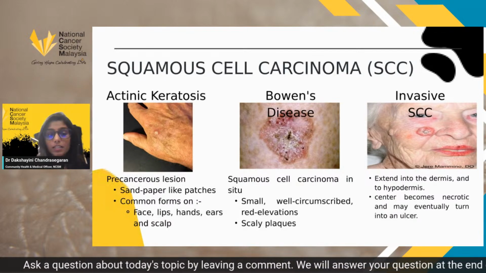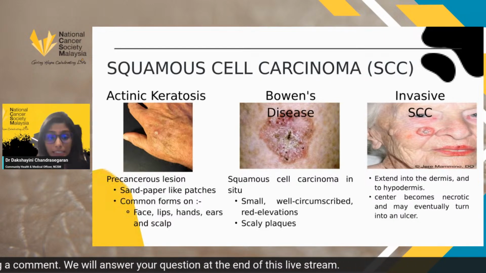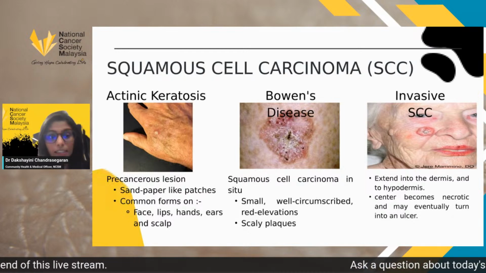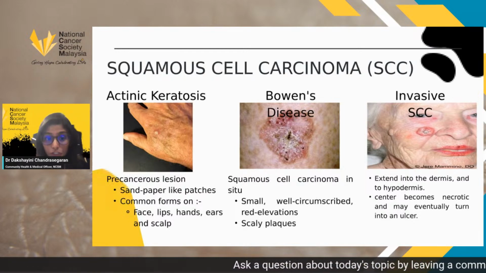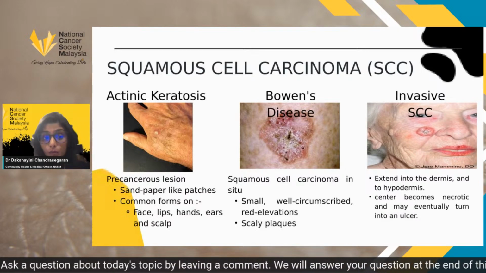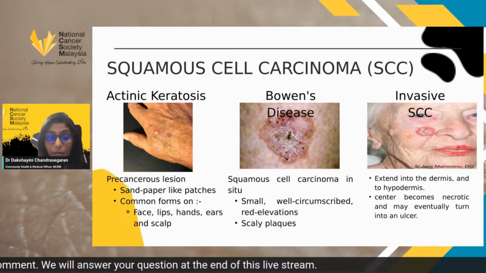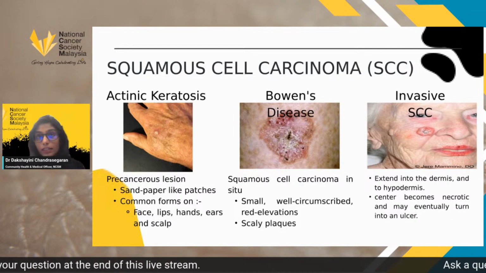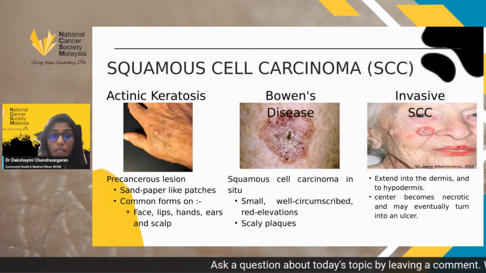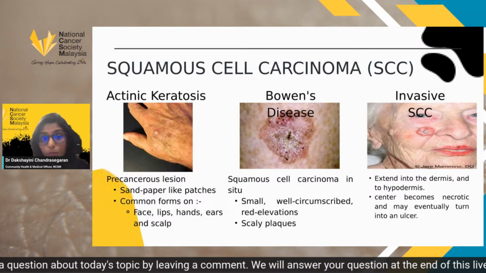So squamous cell carcinoma specifically can be further divided into three stages: actinic keratosis, Bowen's disease, and invasive squamous cell carcinoma. First, actinic keratosis, which is a precancerous lesion, is where keratinocytes have been damaged by radiation and begin to overproduce keratin. This would form dry, rough, almost sandpaper-like patches on the exposed skin. Again, they commonly appear over your skin, your lips, your face, your scalp, arms, or even the back of your hands. Then it would progress to Bowen's disease.